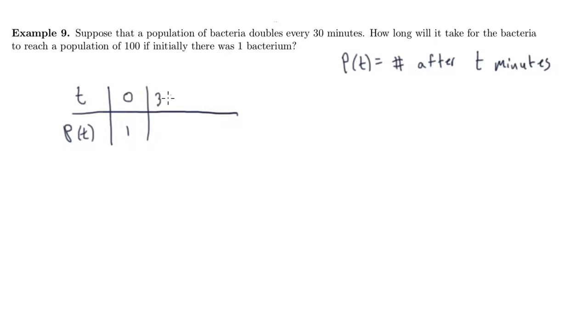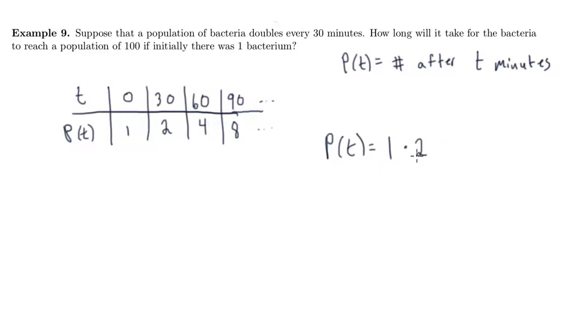So after 30 minutes, there should be 2, and then after another 30 minutes, so after 60 total minutes, there should be 4, and then after 90, there should be 8, etc. Okay, so why did I do that? Well, that actually helps me figure out what P of t is, because notice that every 30 minutes, we're going to double. So that means P of t should be, well, what I started with, 1, and then times 2.